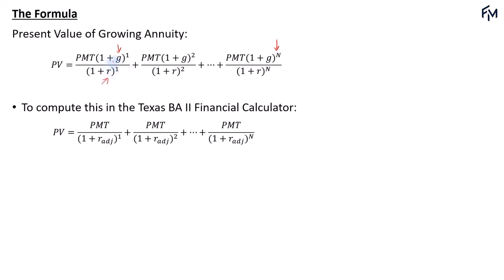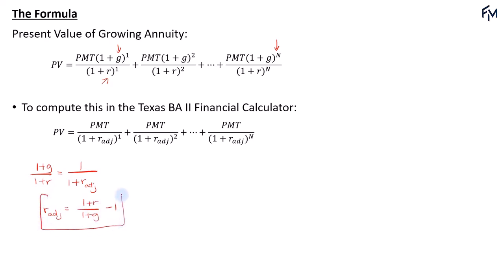So if I were to compare the two, what we will do is take (1 plus G) over (1 plus R), and that will be equal to 1 over (1 plus this adjusted rate). So if I were to work out this adjusted rate, that would be (1 plus R) over (1 plus the growth rate) minus 1.